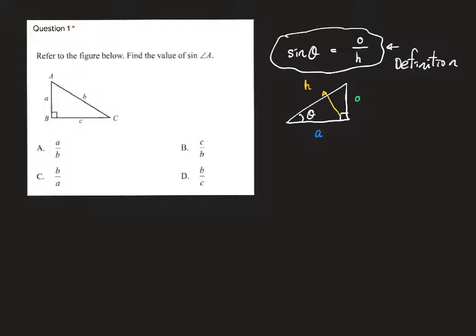So in this question, angle A is here. This is angle A. So the opposite side should become this one. C is the opposite side and B is the hypotenuse. Therefore, by the definition, sine theta is equal to C over B. The answer should be B.